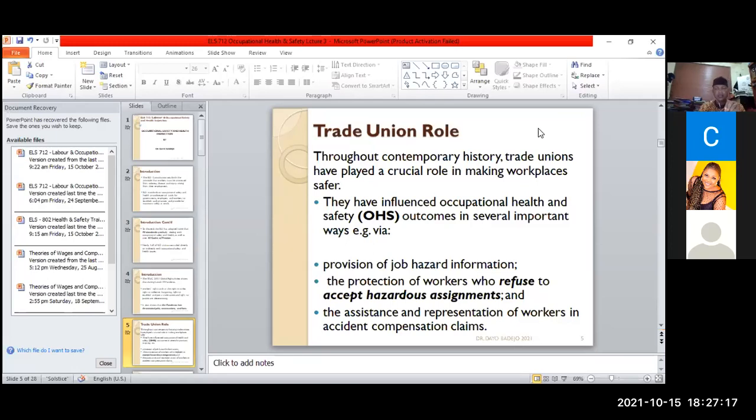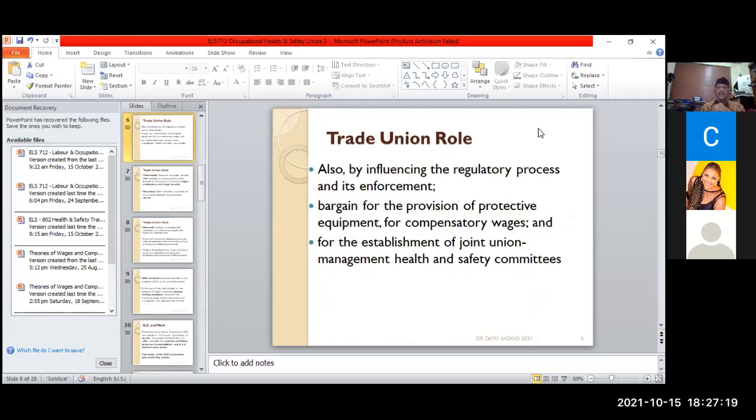Now, also by influencing the regulatory process and its enforcement, because they are the ones that will bear the brunt of whatever happens at the workplace. So they try to influence, they have to also talk to people that matter in terms of regulation and enforcement. They bargain for provision of protective equipment. Just recently, you are all witness to what happened to our health sector. And you see the struggle that has been on for some time now.